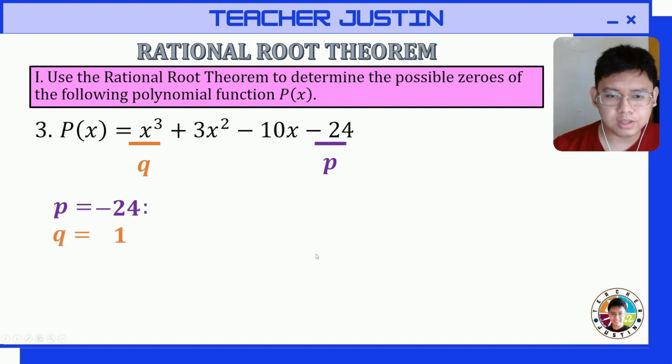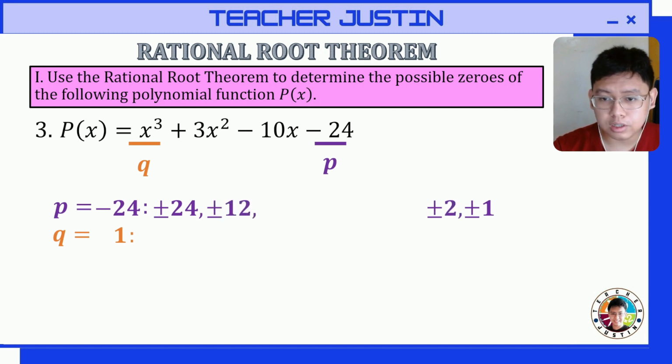Then, our next step is for us to get the factors of our P and Q. So, yung factors ni negative 24, we have positive negative 24 and positive negative 1. Ano pa? We have positive negative 12 and positive negative 2. We have positive negative 8 and positive negative 3.